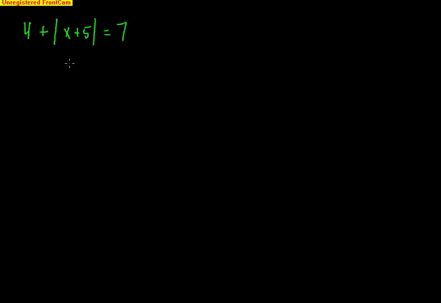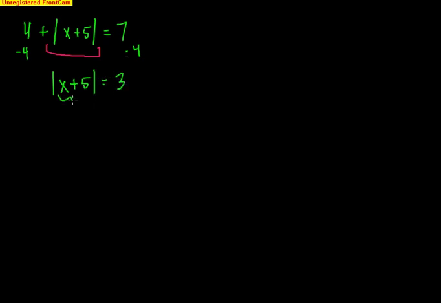So in order to solve this, I first have to get the absolute value part by itself. The absolute value part is this part right here, the part that has the bars around it. So that means that this 4 on the outside I have to move first. So subtract that 4 over first, and then I get the absolute value of x plus 5 equals 7 minus 4 is 3.